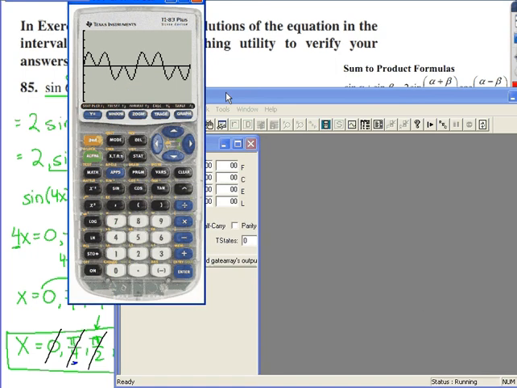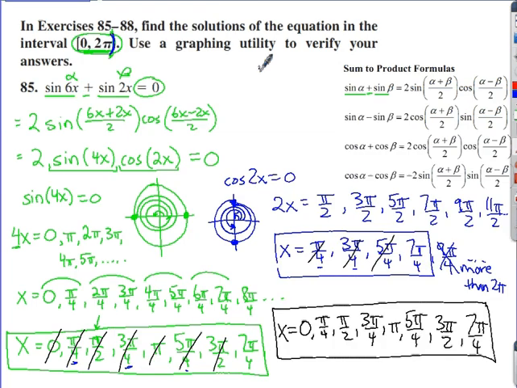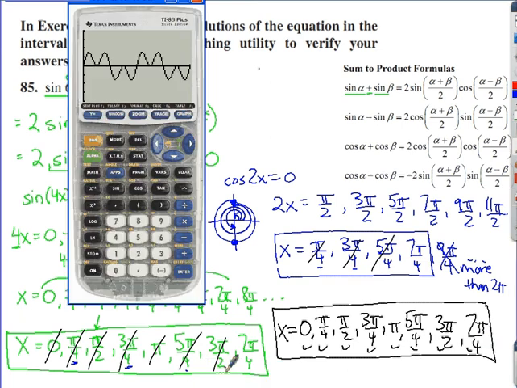1, 2, 3, 4, 5, 6, 7, 8. 8 solutions total, and how many did we count before? 1, 2, 3, 4, 5, 6, 7, 8. So at least that part makes sense, and you can go and use your calculator to determine exactly, to make sure all those solutions are the same ones we came up with, but at this point I'm pretty sure.